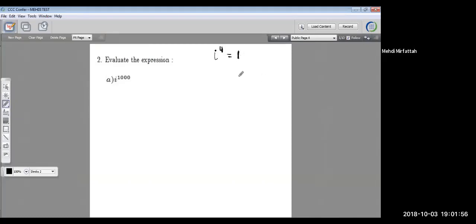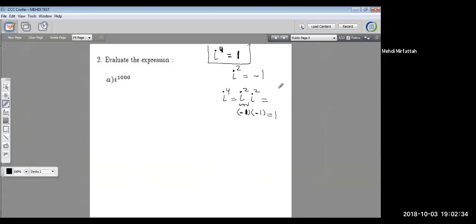Why? Because remember, another one that we were supposed to remember: what is i to the power of 2? Negative 1, right? We use that quite a bit. So i to the power of 4 is i to the power of 2 times i to the power of 2, isn't it? Each of these is equal to negative 1. Negative 1 times negative 1 is equal to what? Positive 1. So please make a note of this. Put this in your summary sheet. i to the power of 4 is equal to plus 1.